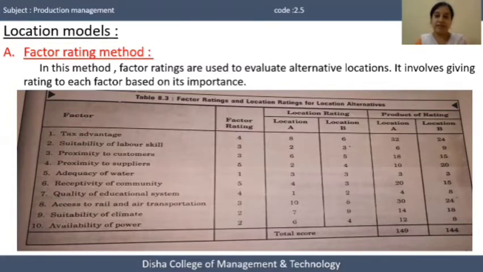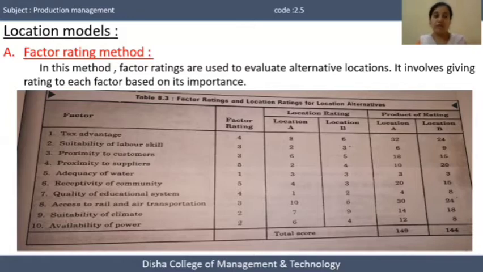But for some other industries, suitability of climate is not an important factor. Take an example of a plant which produces industrial goods. For them, suitability of climate is not an important factor. For them, maybe availability of raw material, availability of power, availability of labor, or safety measures is important. And take another example of an agro-based industry. For the plant which produces agricultural goods, the soil fertility factor is very important, but for the plant that produces industrial goods, soil fertility is not important at all.